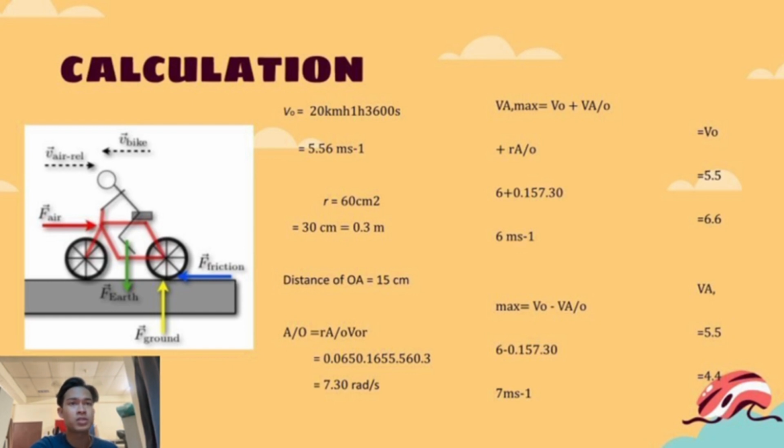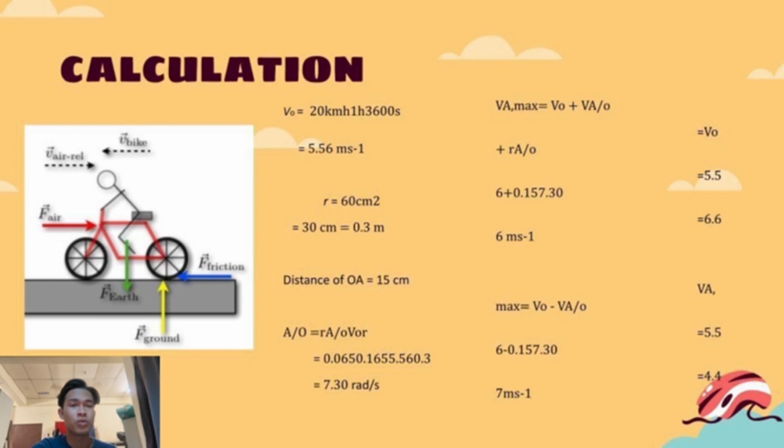Firstly, we must find the initial velocity. The initial velocity is 20 km per hour multiplied by 1 hour per 3600 seconds, so we get an initial velocity equal to 5.56 meters per second. Next, we must find the angular velocity. The formula to find the angular velocity is the radius r_A multiplied by the initial velocity over r. So we get an angular velocity equal to 7.30 rad per second.